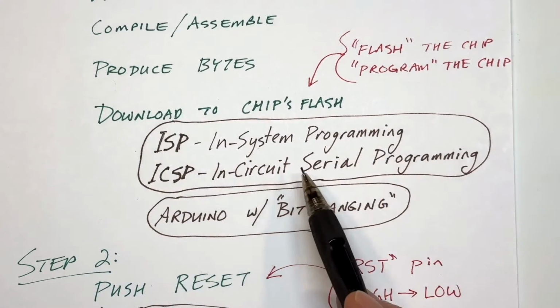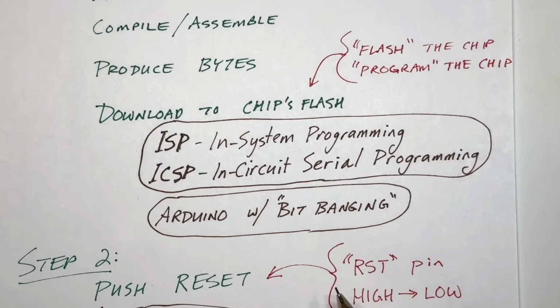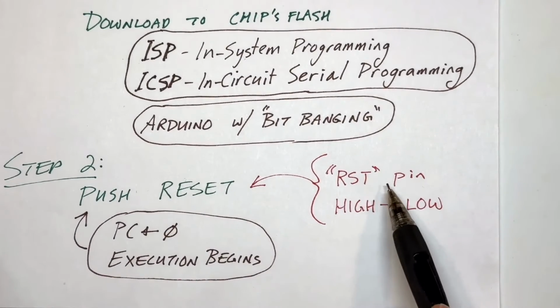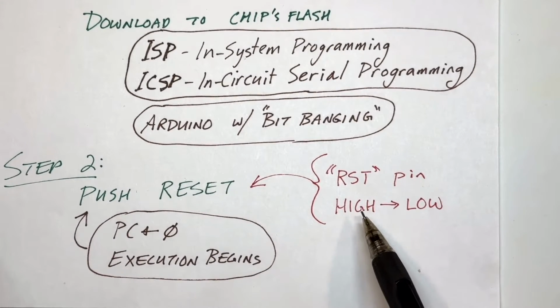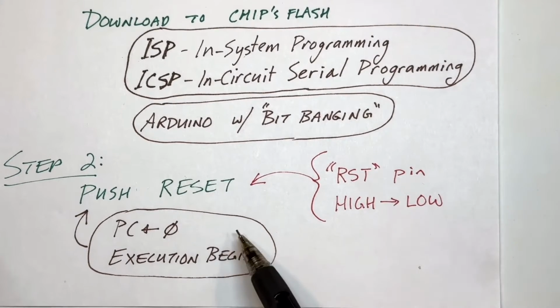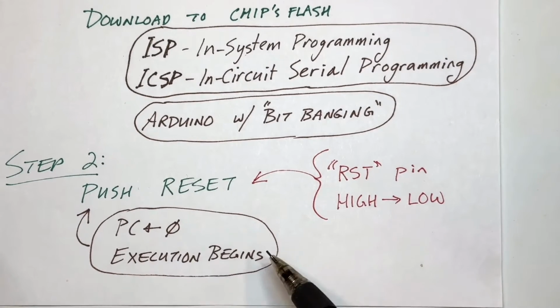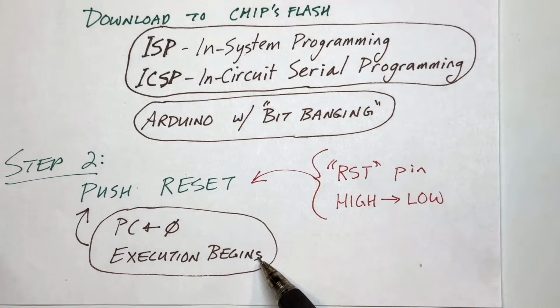And then after you've flashed the chip, you can then push the reset button. It's called RST on the 8051. And in particular, when it transitions from high to low, that will reset the processor. It will set the program counter to 0, and then execution will begin.